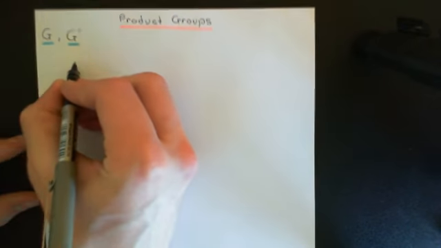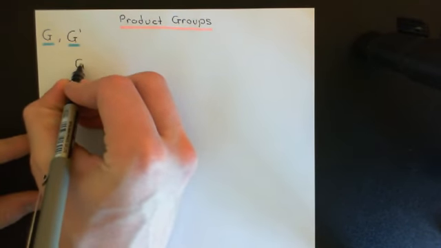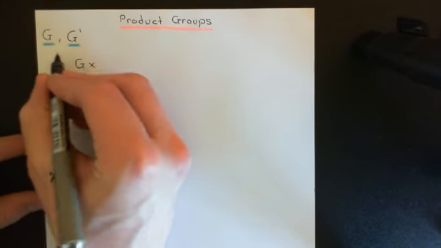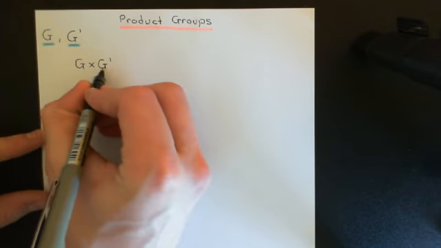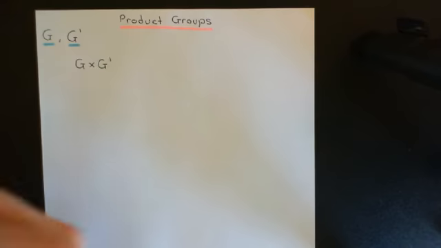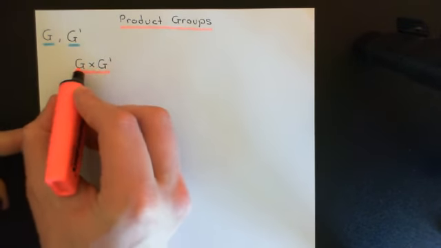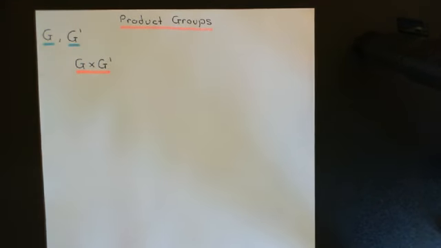Okay, and what we're now going to do is multiply these groups together, basically. So we're going to construct what is called the product group of the group G with the group G prime. It's written like so: G cross G prime. So we're going to construct this product group of G with G prime.